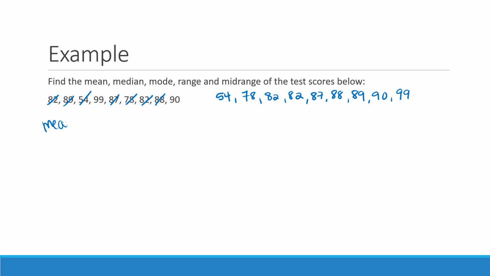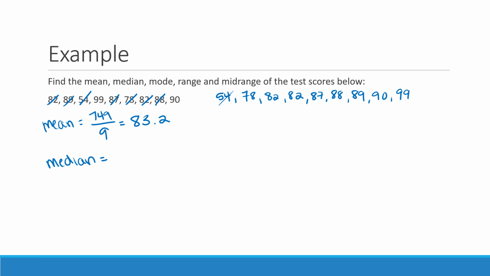So remember, what we're going to do is add those numbers up. I'm going to add 54, 78, 82s, so 2 of those, 87, 88, 89, 90, and 99, and that's going to give us 749. I'm going to divide by how many values I have. Remember, a while ago I said that I had 9 values. So 749 divided by 9 is going to give me an average of, rounded to the 10th place, 83.2.